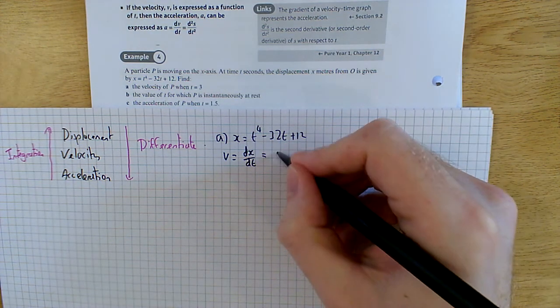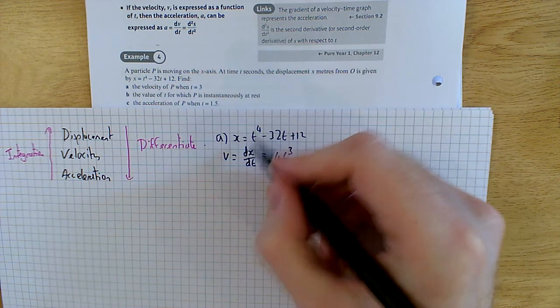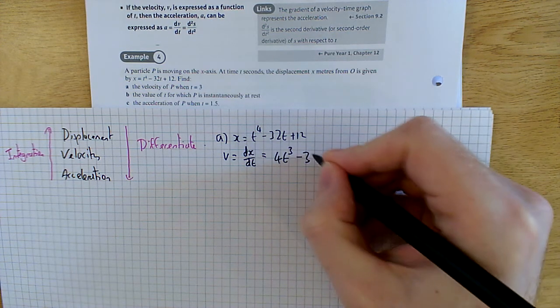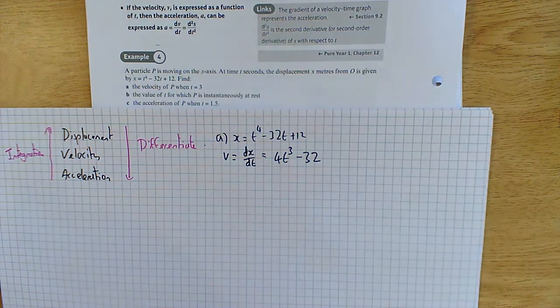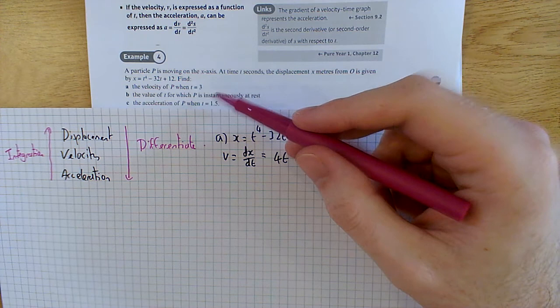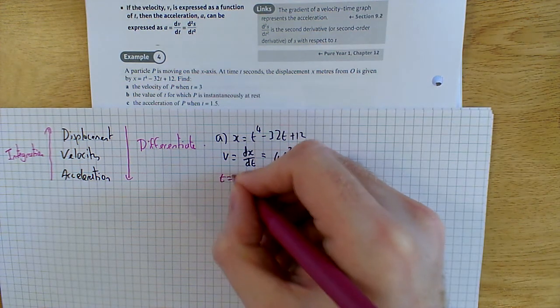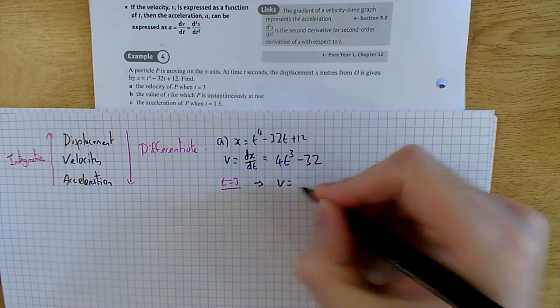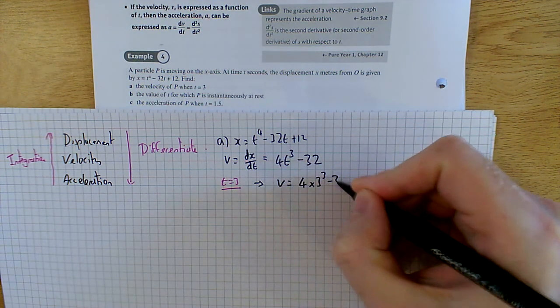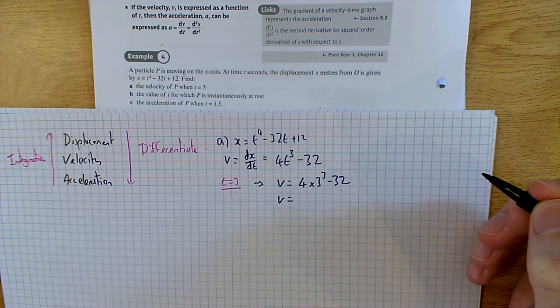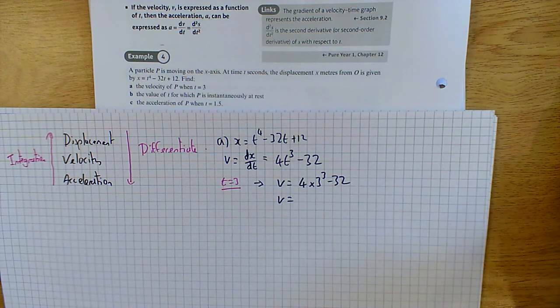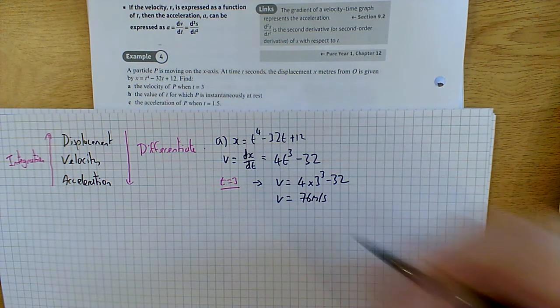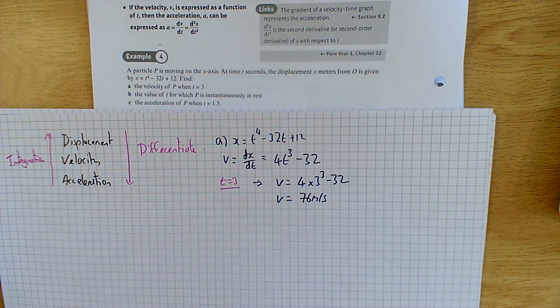And then we just differentiate using our year 12 differentiation skills. Multiply by the power, subtract 1. 32t becomes 32, and the 12 disappears. The time it's talking about is when t is equal to 3. So if we substitute t equals 3 into that expression, that will give us the answer. v is 4 times 3 cubed minus 32. So v is 4 times 27 minus 32. 76 meters per second. That's the velocity it's moving at after that.